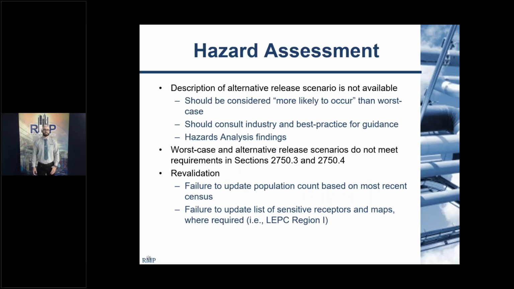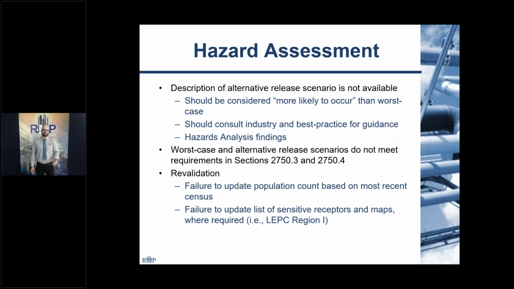So going into hazard assessment, the alternative release case scenario is going to be your more likely to occur scenario, whereas your worst case scenario is the absolute worst case that can happen. So if all of the chemicals spilled into the atmosphere, into the environment, what would be the most devastating consequences? You're going to want to look at the guidelines for your alternative case and your worst case scenario, which are covered in CalARP section 2750.3 and .4.